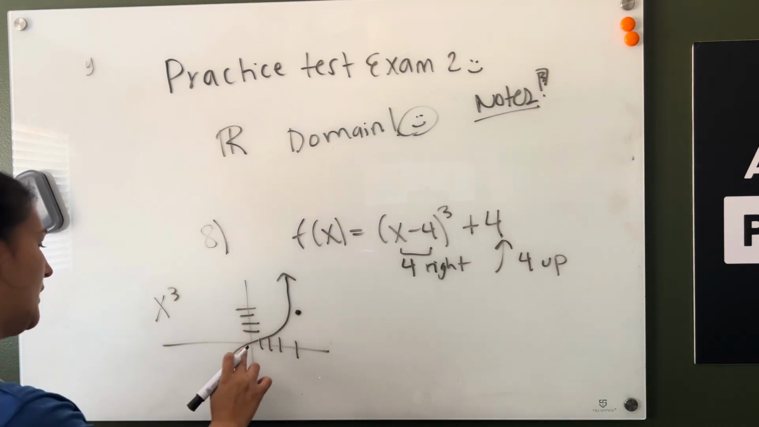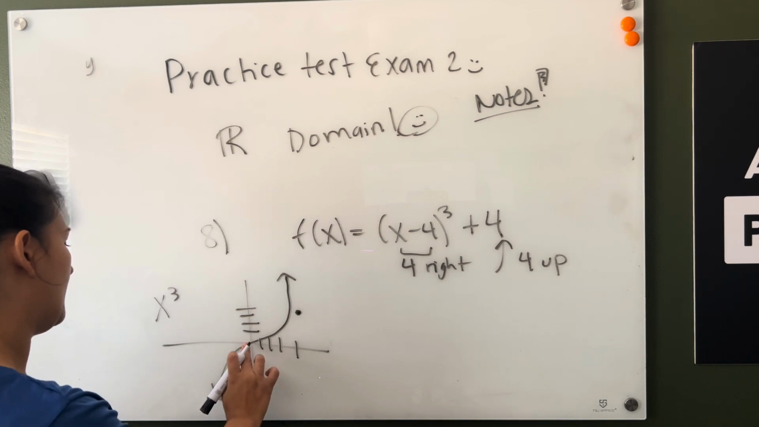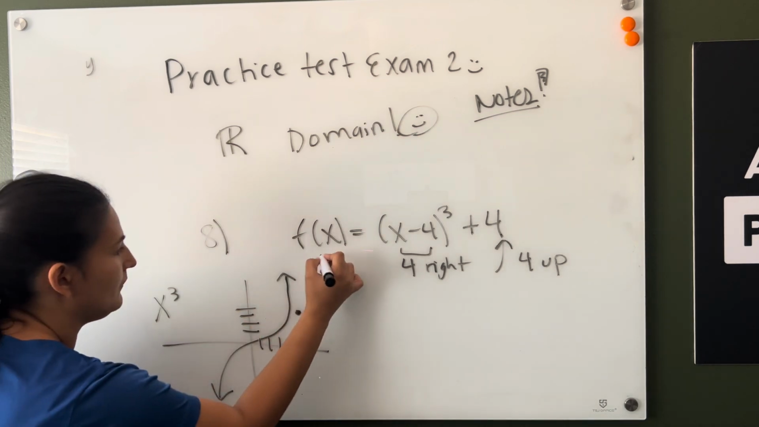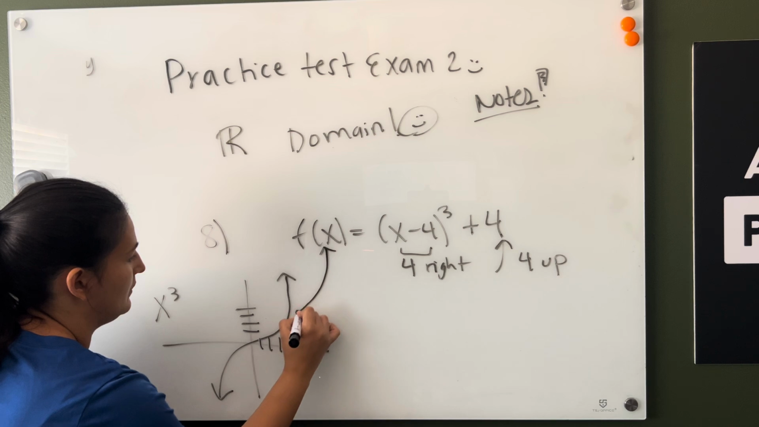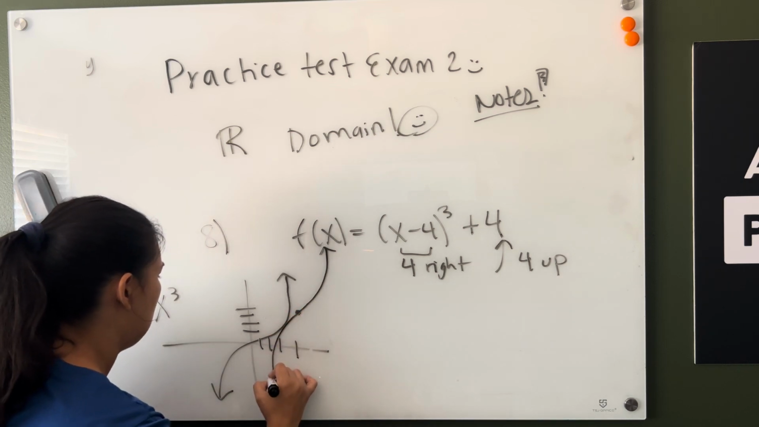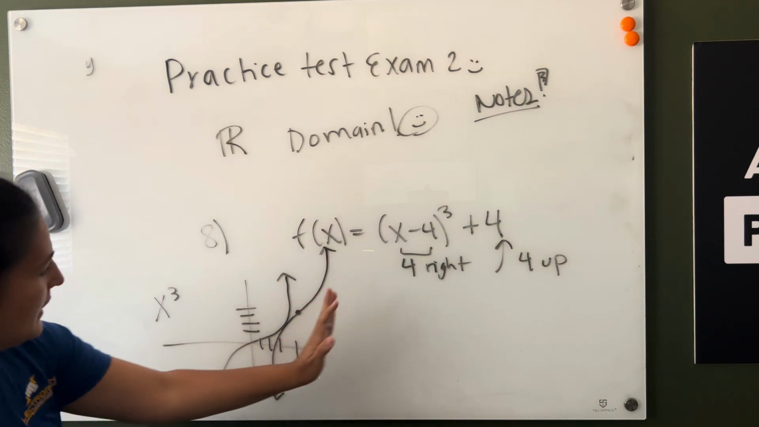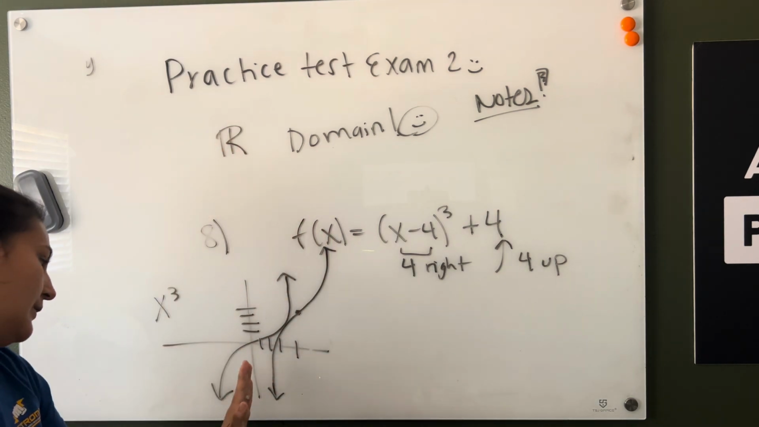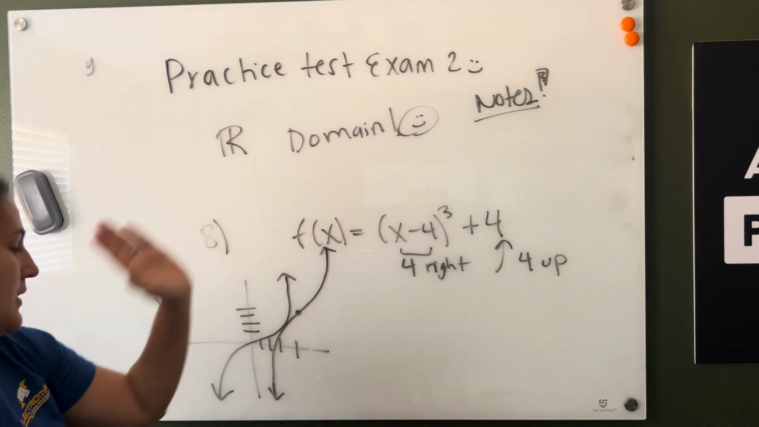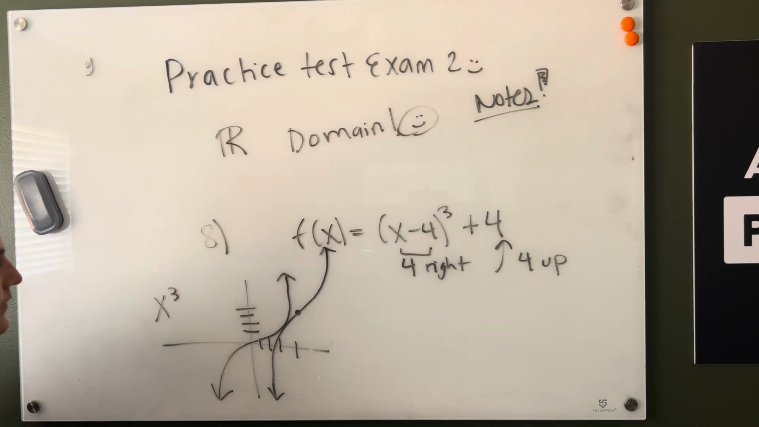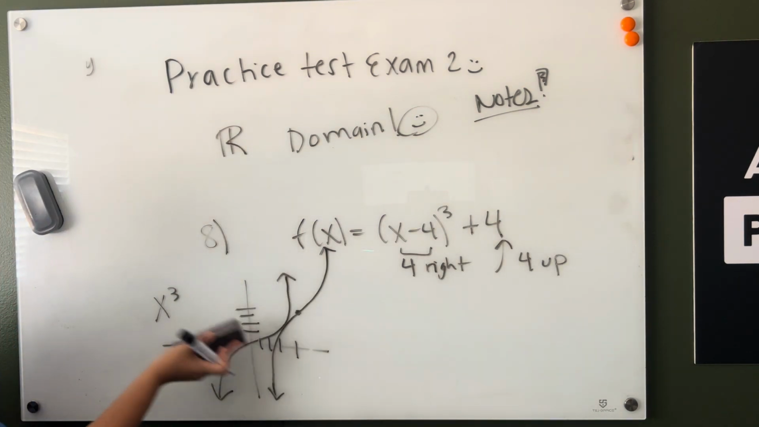So this is the new point where the function changes direction. Take a look at it. It changes direction, right? So it's going up to this point, and now from the left it's going up, and then it's continuing to go right. So if you know what the cubic function looks like, then you'll be able to shift it however you want.